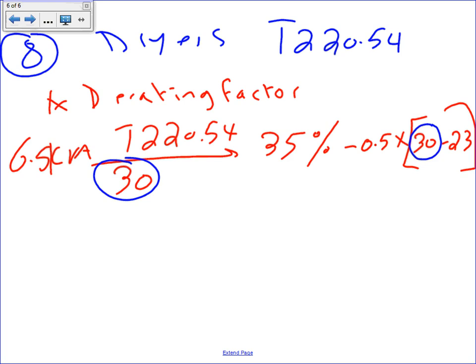So how do you do the math like this? First I'm going to do it step by step, my friend, this time. I'm going to take 35% minus 0.5 times 23. 30 minus 23 is what? 7. 7. See how step by step? Then I'm going to do 35% minus, what's half of 7? 3.5?